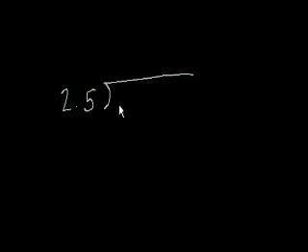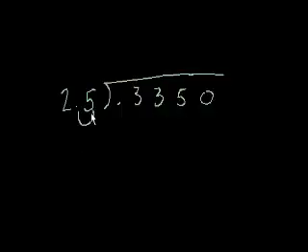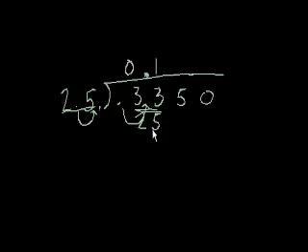So let's say 2.5 goes into 0.3350. How many times? Well, once again, let's move the decimal point over 1 here. So we move the decimal point over 1 here, put the decimal here. So how many times does 25 go into 3? Well, 0. So you can put a 0 here just for fun if you want. How many times does 25 go into 33? Well, it goes into it 1 time. 1 times 25 is 25. 33 minus 25 is 8.